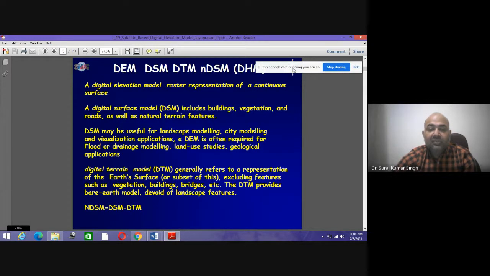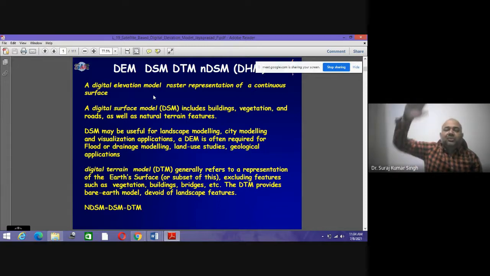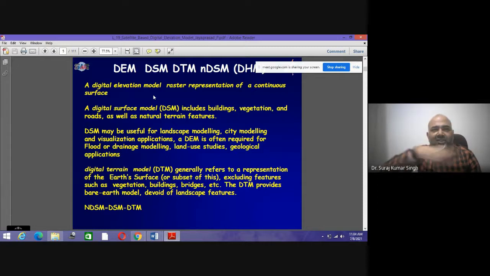So what is the difference between DEM, DSM, DTM and DHM? A digital elevation model is the raster representation of a continuous surface. That means it is a continuous surface, like if you go from upwards to downwards, there is a decrease, so 800 feet, then you will get 700 feet, then 600, then 500, then 400. So that is a continuous surface.